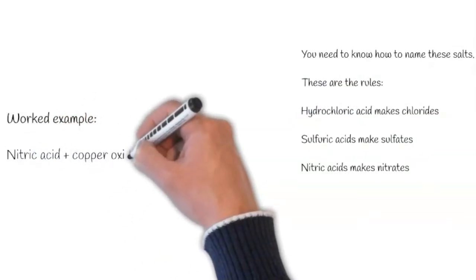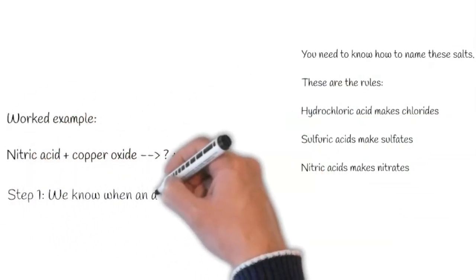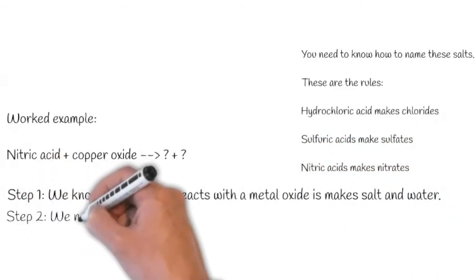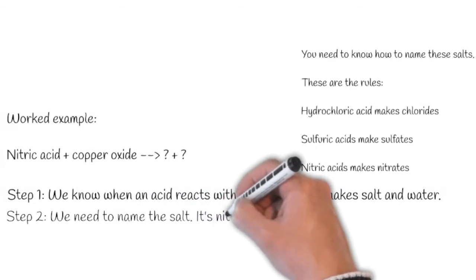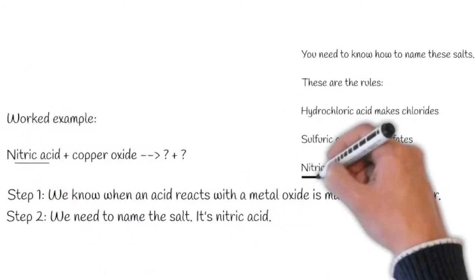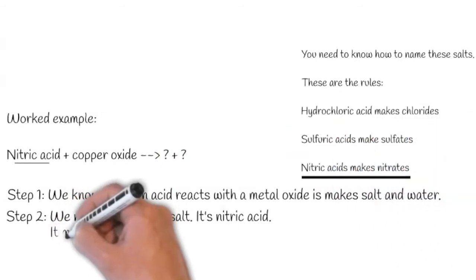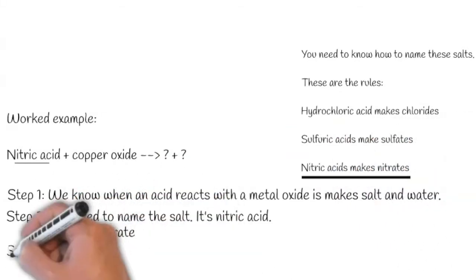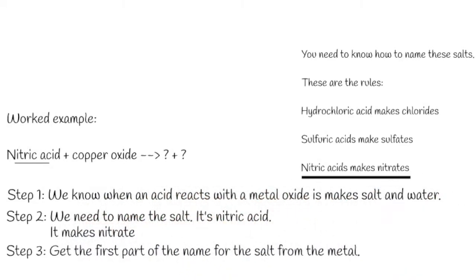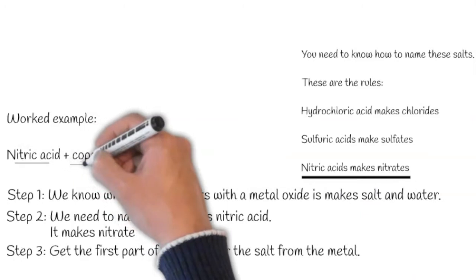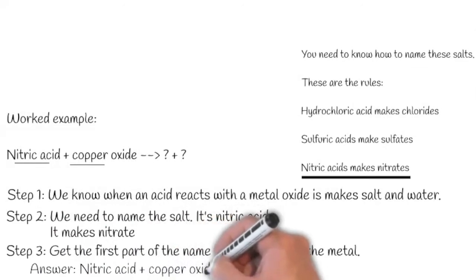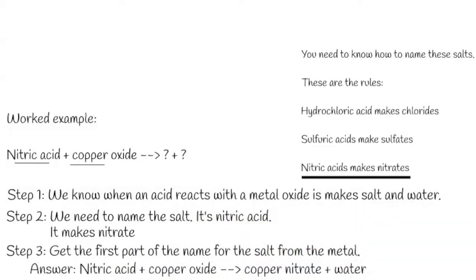Let's do another one. Nitric acid plus copper oxide makes what? Again, we know that an acid reacts with a metal oxide to make salt plus water. We need to name this salt. It's a nitric acid, as you can see in the question here. And if we look at our rules, a nitric acid makes a nitrate. Get the first part of the nitrate from the metal. It's copper oxide. So nitric acid plus copper oxide makes copper nitrate plus water.